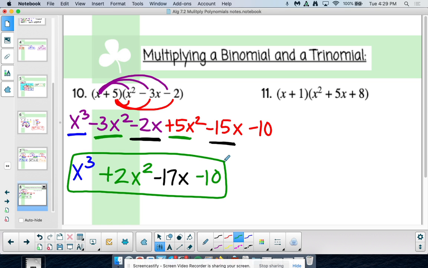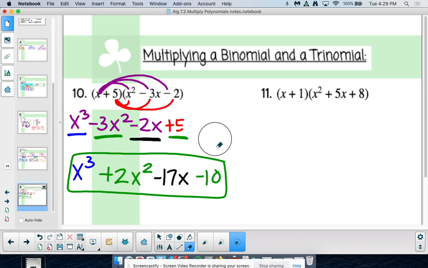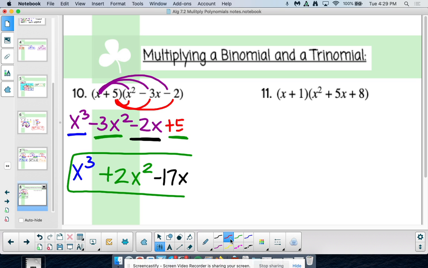You probably don't know what I'm going to say, but I think you should pause the video for this last example in our notes and try it on your own, and then compare with me when you're done, okay? So I'm going to get started on number 11 here. So again, start with your first term. X times x squared is x cubed. X times 5x is 5x squared. X times 8 is plus 8x. Go through with our 1.